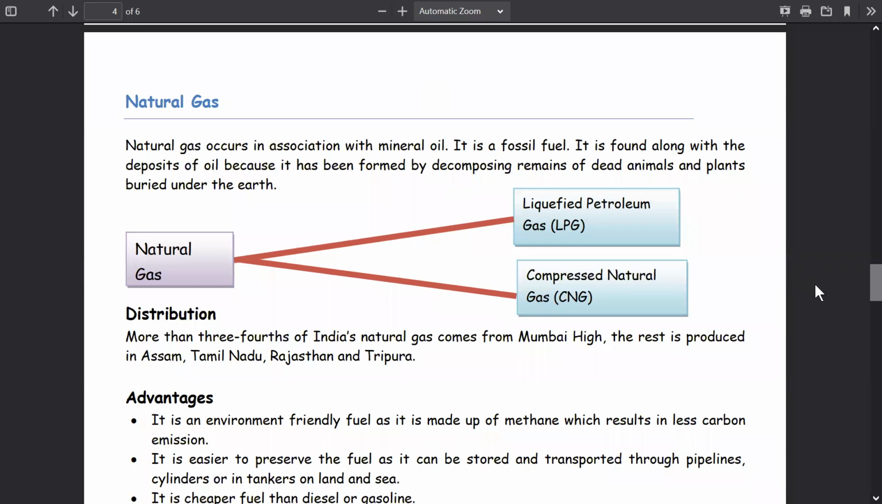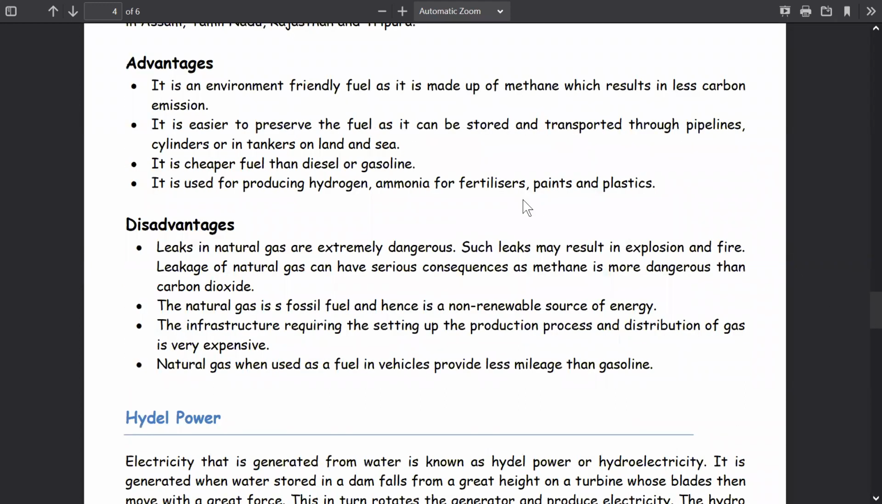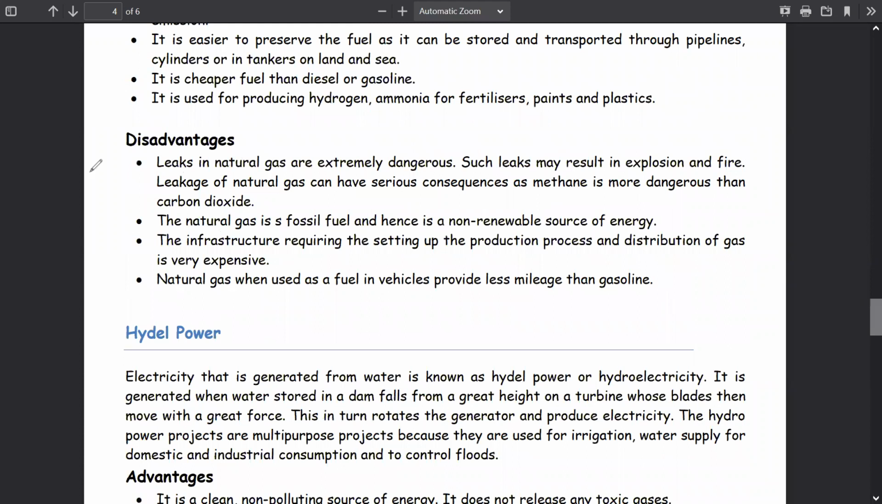Now let's look at the disadvantages of natural gas. Okay. Leaks in natural gas are extremely dangerous. They may result in explosion and fire. Natural gas is a fossil fuel and hence a non-renewable source of energy. Infrastructure requiring the setting up of the production process and distribution of gas is very, very expensive. Natural gas, when used as a fuel in vehicles, provides less mileage than gasoline. Okay, now finally, let's move on to Hydel power.